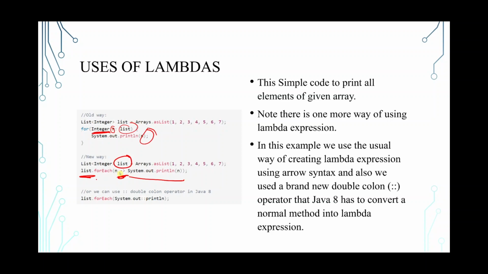Or simply, in Java 8, if you use Java 8, you can use the double colon operator. The double colon operator is going to access every element in the list and execute this method on that element, println. So print that element in this list and add a new line using println.